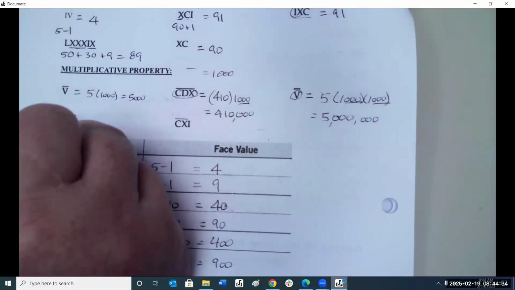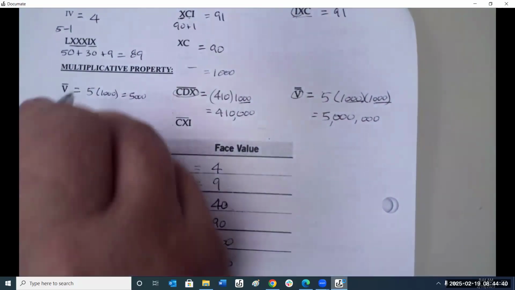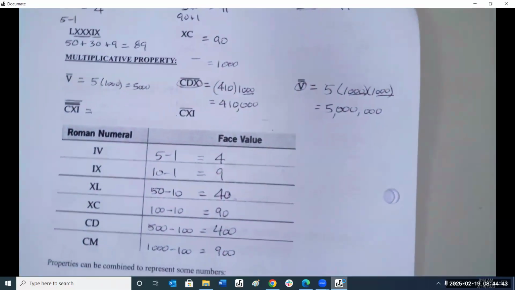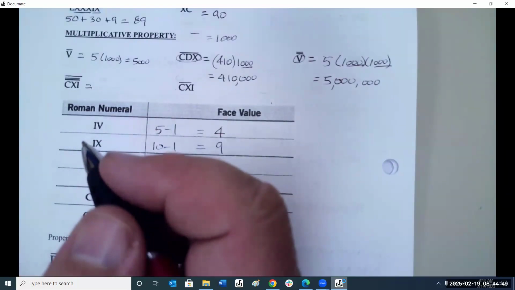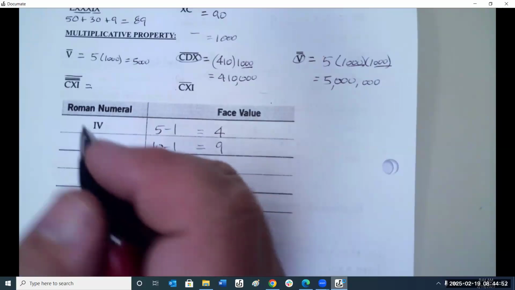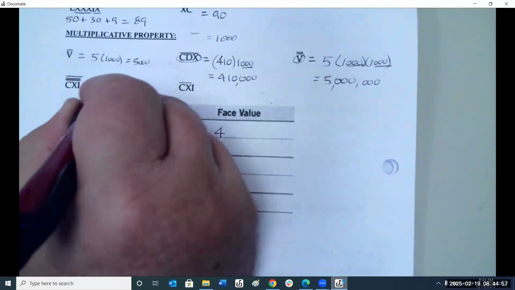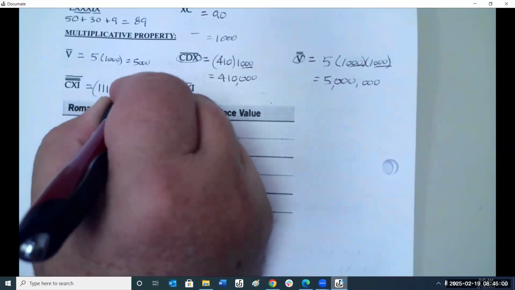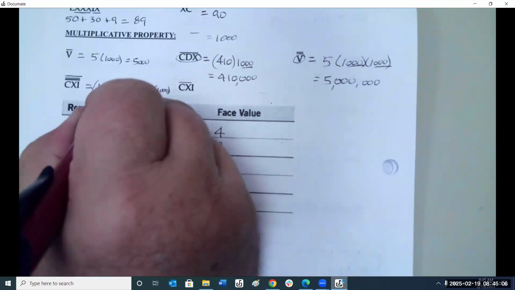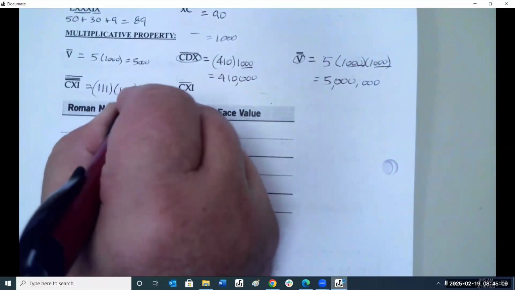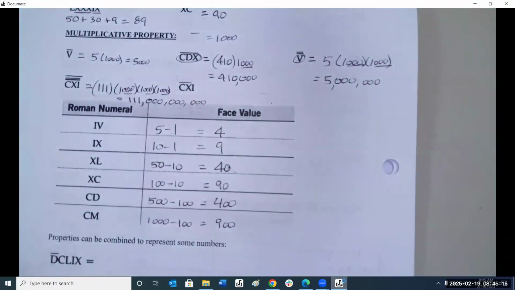This one here should have three lines on it also, but for some reason, whenever you had 2 lines close to each other, it combined them. So what would that one be? What's CXI? 111 times 1,000 times 1,000 times 1,000. So it's 111 with 9 zeros behind it. All of this.